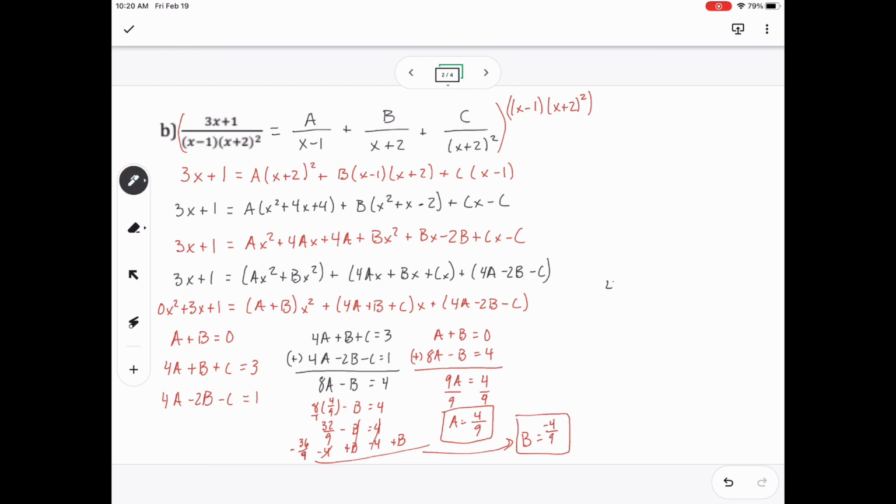And now we can plug in both those values to help us find c into one of the bottom 2 equations. It looks like I picked the second. Okay, I'm going to reduce that fraction of 12/9 to 4/3. And then I'll have to subtract to the other side to get 5/9 for c.